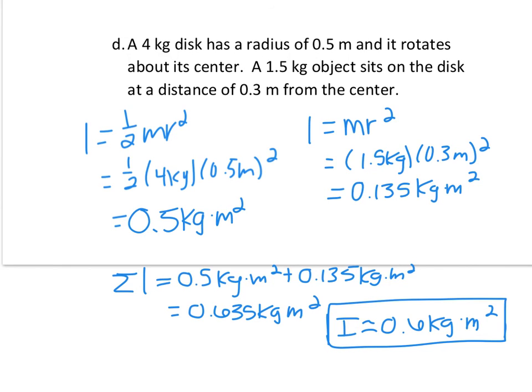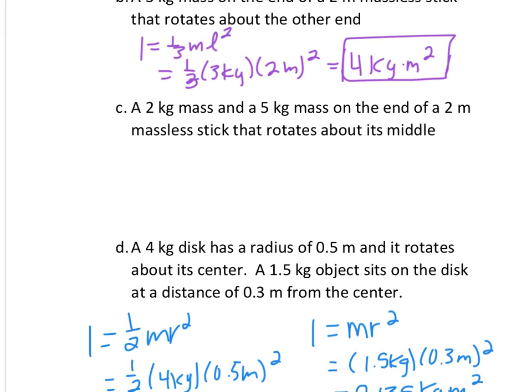And if you want to do part C as practice, I'll just give you the answer for that. It's similar to where you're adding up the moments of inertia. So you've got 2 masses on the end of a stick. So you would treat these as 2 point masses. The total moment of inertia for this one is equal to 7 kilograms meters squared.